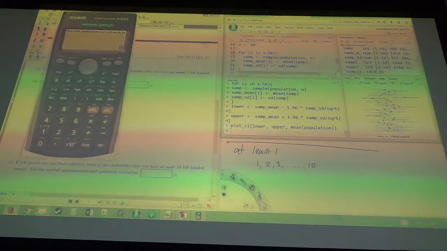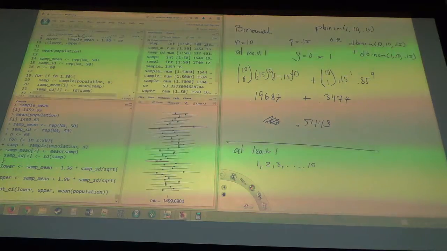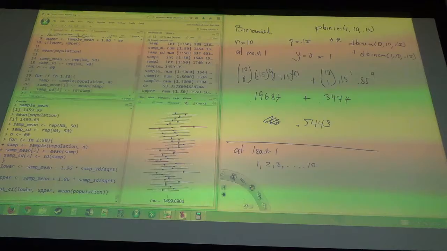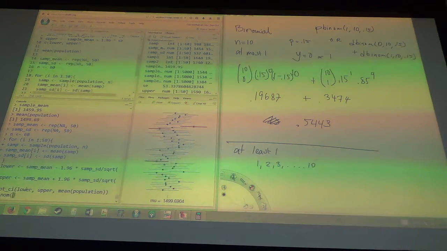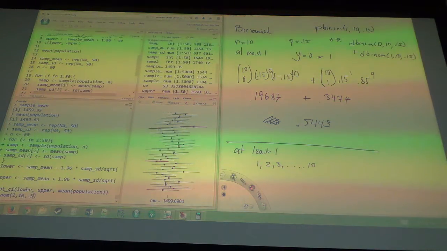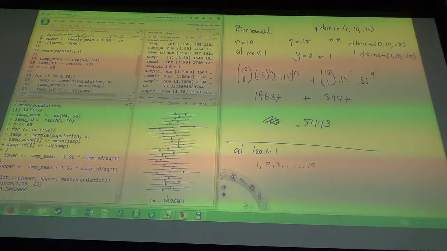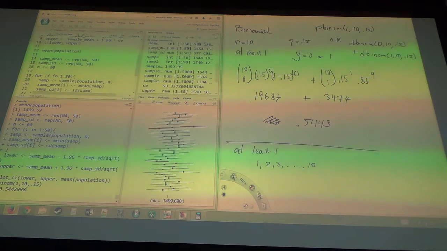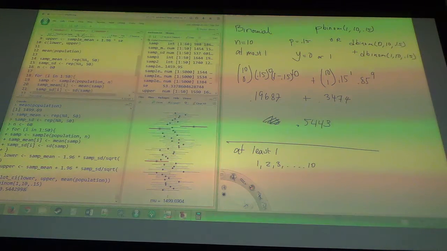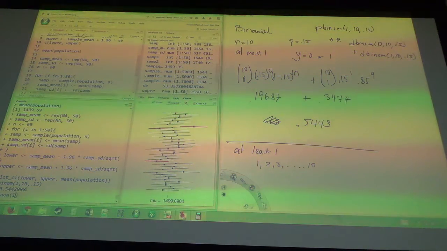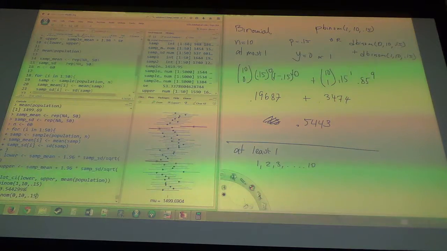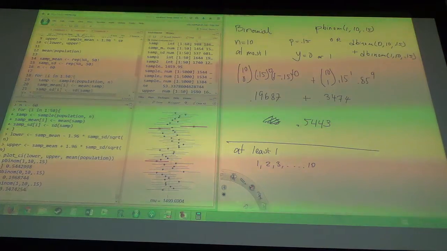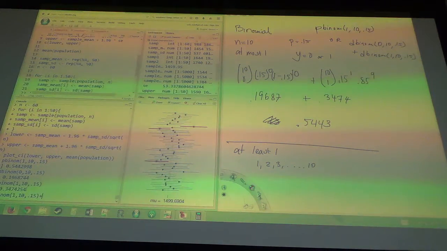Let me move this to the other side for those of you who are still copying. Okay, and we can see pbinom(1, 10, 0.15) is 0.5442 or 0.54429, so pretty much exactly what we got there. And if I do dbinom(0, 10, 0.15), we get the first number that we got, and dbinom(1, ...), and then I can add those two together.